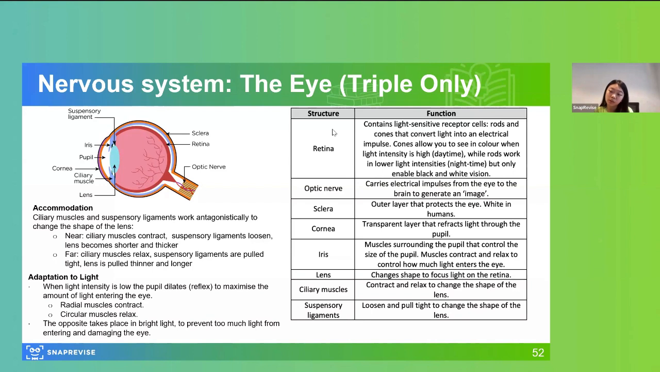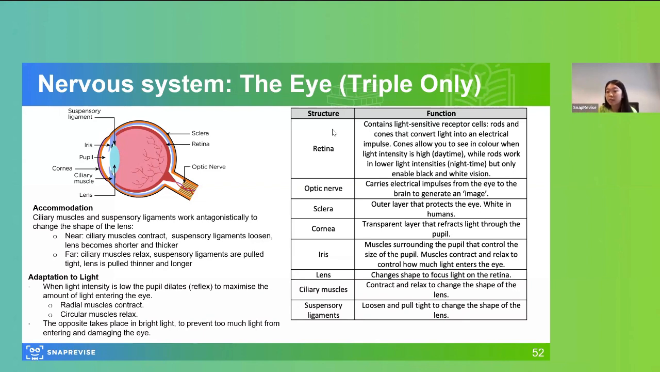So it works very similar to the distances where if it's closer, they work antagonistically where one contracts and one loosens. This is the same thing. One contracts, one relaxes. And it allows the changes of the pupil to become bigger or smaller, so dilate or constrict, depending on the light environment.